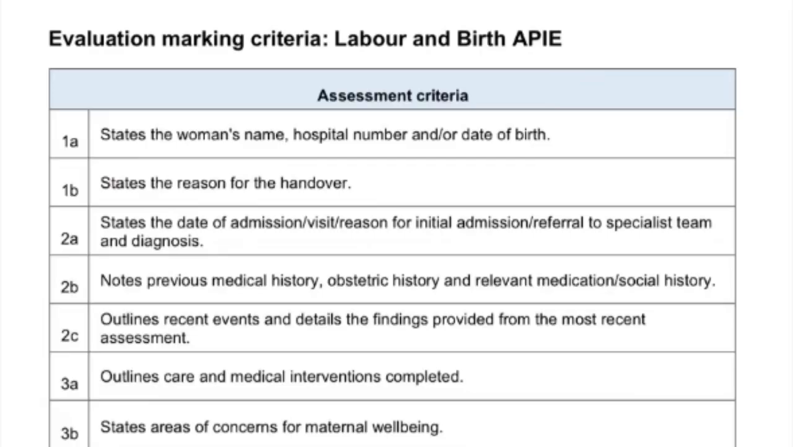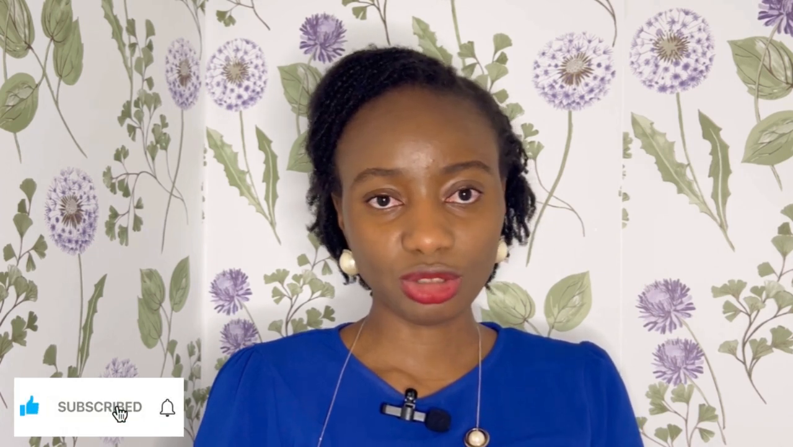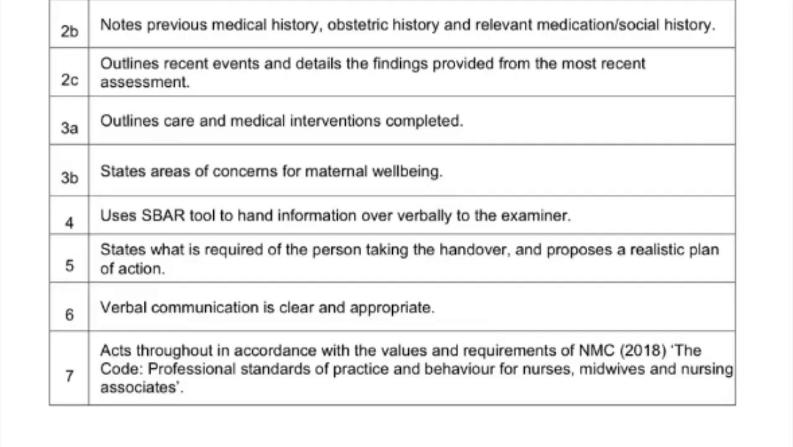So states the reason of the date of admission. She presented with so and so at so time. The date of admission, the visit, the reason for initial admission or referral to specialist team, and diagnosis. You want to mention what the diagnosis, differential diagnosis was. Note previous medical history, obstetric history, and relevant medication history and social history. So you don't want to forget to mention the allergies. Is she on any regular medications? You want to know that.